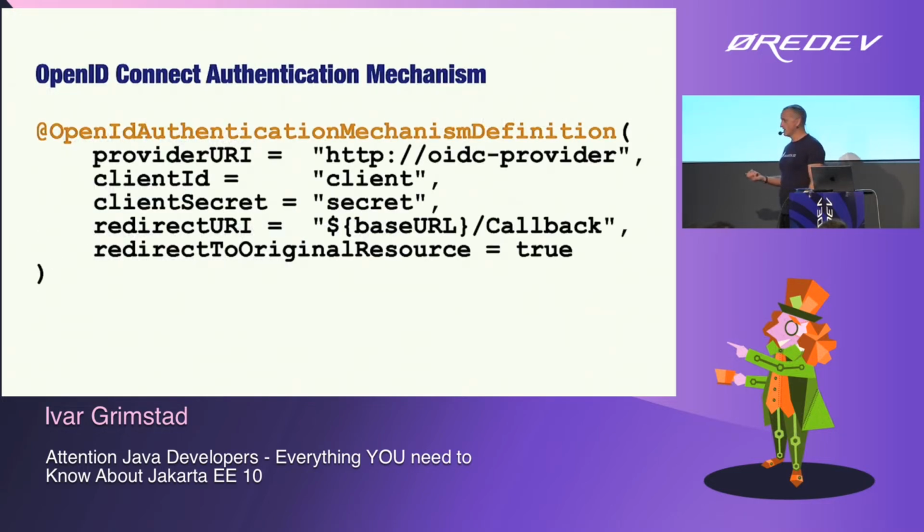And OpenID Connect, the authentication mechanism that was added in 10 is this one, and you can see this very precisely named annotation here, which is OpenID authentication mechanism definition. And there you can define the properties for your OpenID Connect provider. And there are lots more, but these are the usual ones, the most basic ones. And you also have expression language support, as you see here.